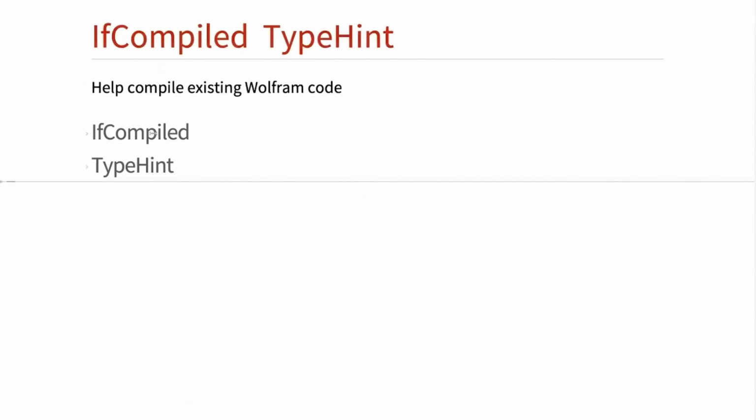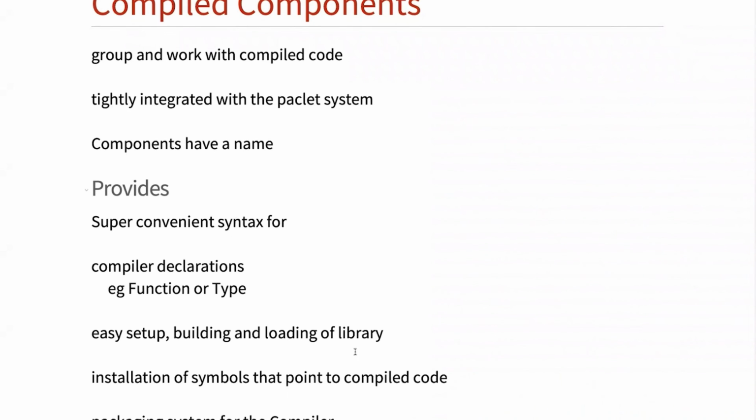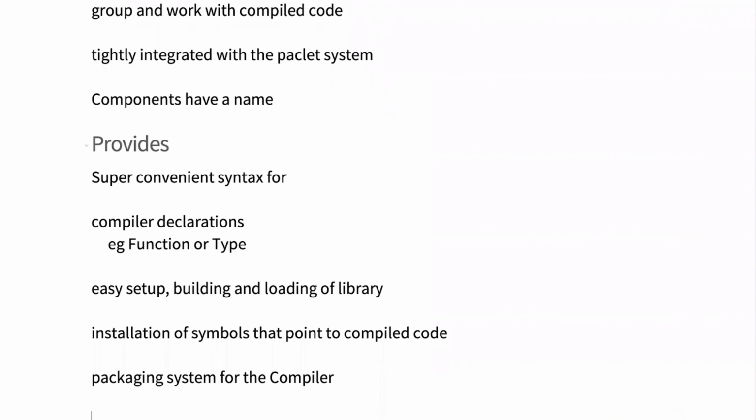So this is a way of adding a little bit of help to the compiler, which sometimes is necessary. Compiled components are a way to group or package up your compiled code. It integrates very tightly with the Packlet system, but you don't have to use Packlets. The components have a name, like Packlets have a name, and this provides a nice, convenient syntax for adding compiler declarations, functions, and types.